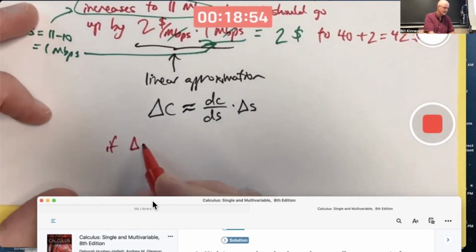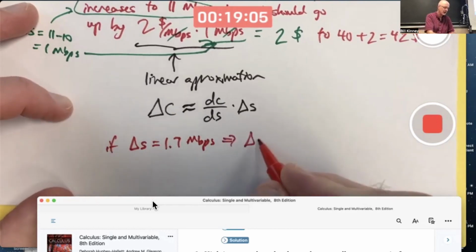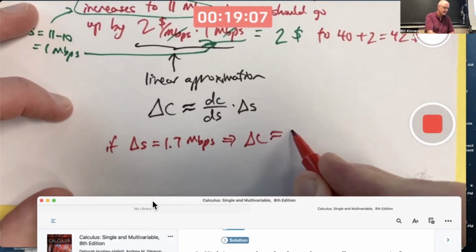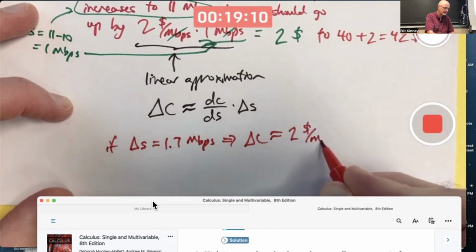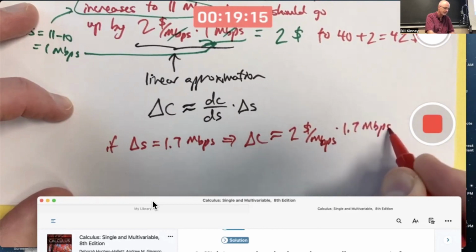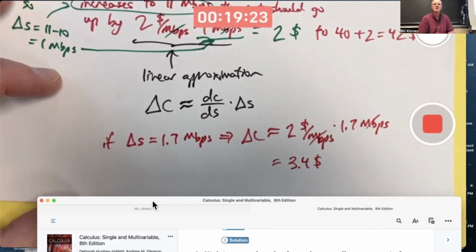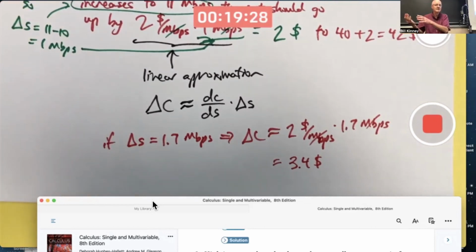If delta S is 1.7 megabytes per second, so you've gone from 10 megabytes per second to 11.7 megabytes per second, that means the change in the cost is approximately $2 per megabyte per second times 1.7 megabytes per second. Cancel the megabytes per second. You would approximate it to be $3.4 to be the change in the cost. So if the old cost was $40, you would expect the new cost to be $43.40.